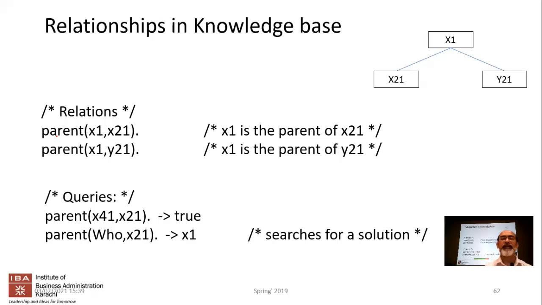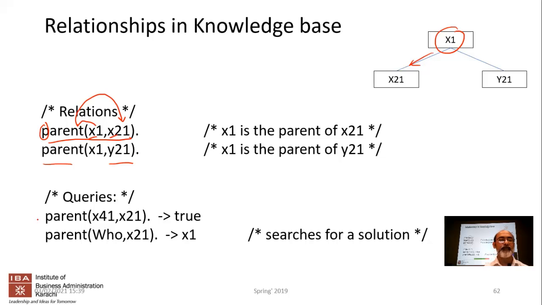So you can also show relationships. For example, you could say x1 is the parent of x21. This is how you would write it. Now all of these, notice, are lowercase, so there are no variables being used here so far. So you could say parent x1 y21, which indicates that x1 is also parent of y21.